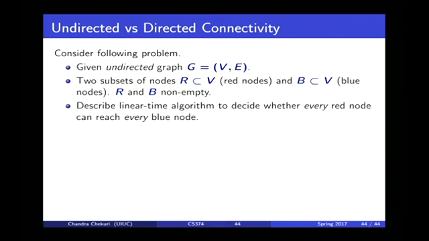Okay, I have a big graph. There are some red nodes and some blue nodes. Make sense? And I want to know, can every red node reach every blue node? How will you solve it? First, don't worry about the running time. First, you have to figure out not the efficient algorithm, but some simple algorithm. Does the question make sense? Can every red node reach every blue node?